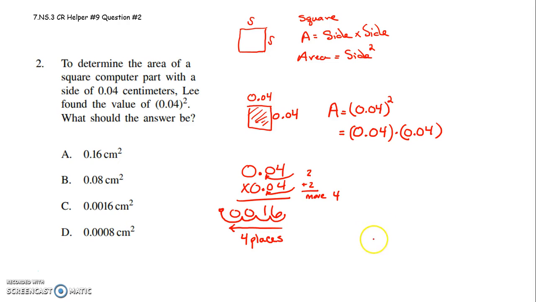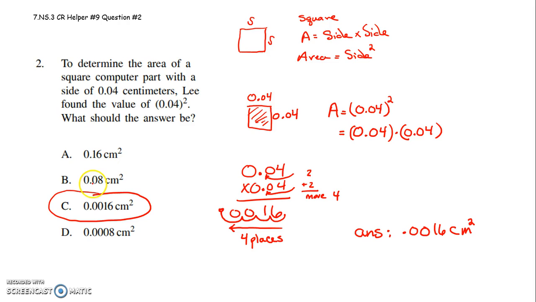Fill in a couple of zeros, so your answer will be 0.0016. And centimeters times centimeters is centimeters squared. Area is always measured in square units. So it would be this one, because I could put the 0 in front.